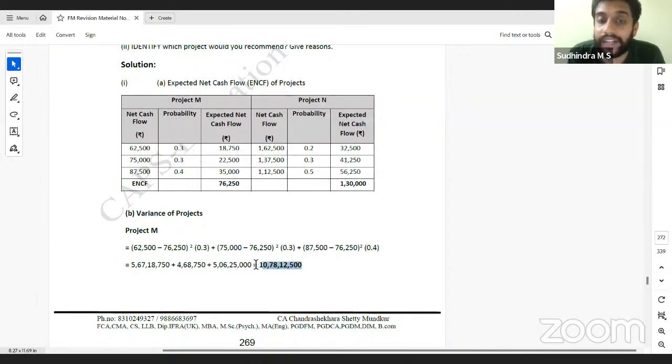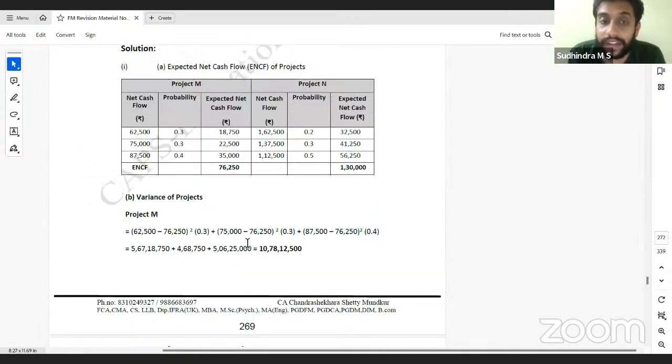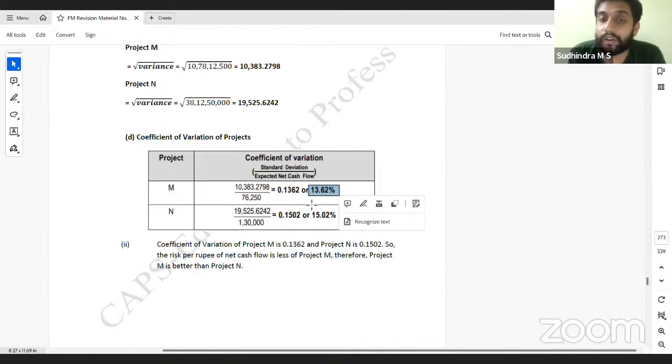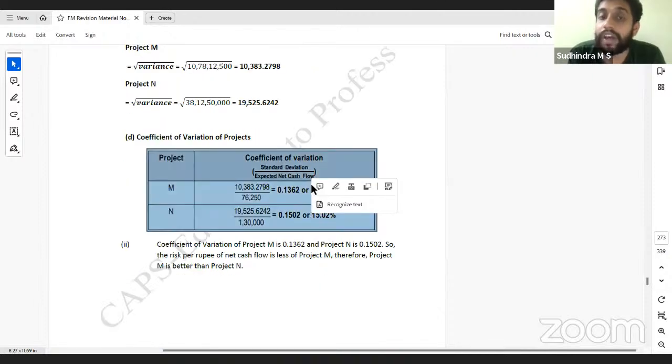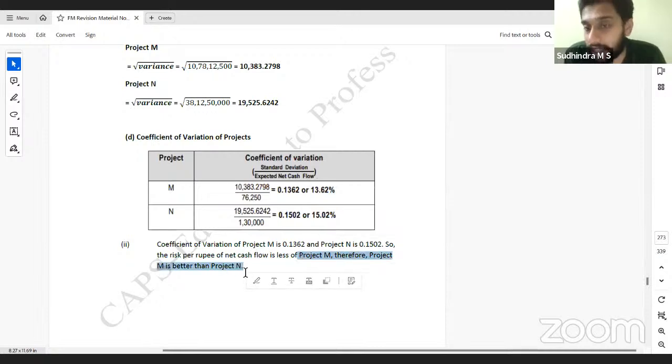Add up: 10 crore 78 lakh 12,500 is the variance. Square root of that, standard deviation. Standard deviation 10,383 divided by 76,250 expected cash flow into 100, you get the coefficient of variation. So here coefficient of variation 13.6 to 15, which is less, 13.62. Therefore, project M is better than project N.